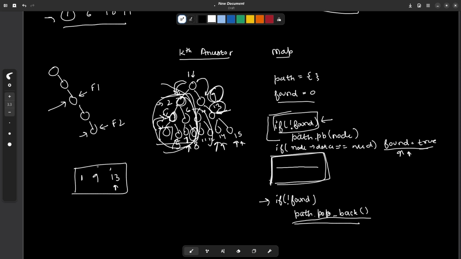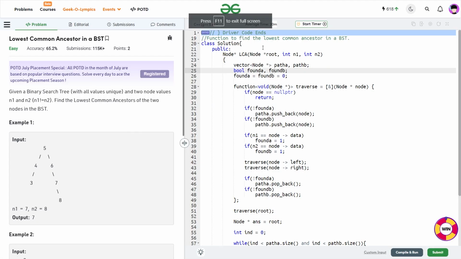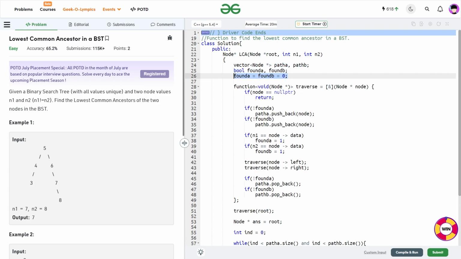So now let us have a look at the code, and you will be able to see how we can extend the same functionality with one node to multiple nodes, right? So you see, this is my code, and what I've done is, first of all, I've created two vectors of nodes, path A and path B. So basically, these will be storing both the paths for N1 and N2 respectively. Now I've created two variables, found A and found B, and initialized both of them with false.